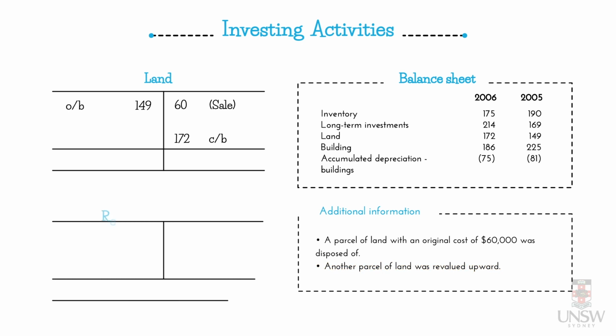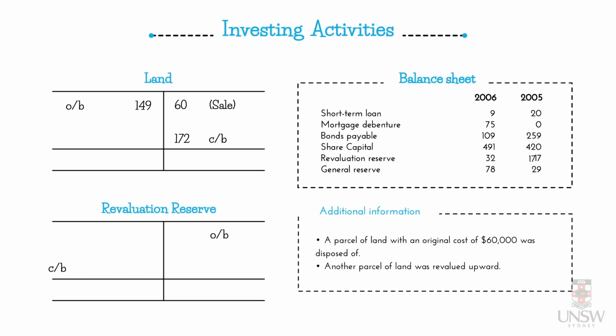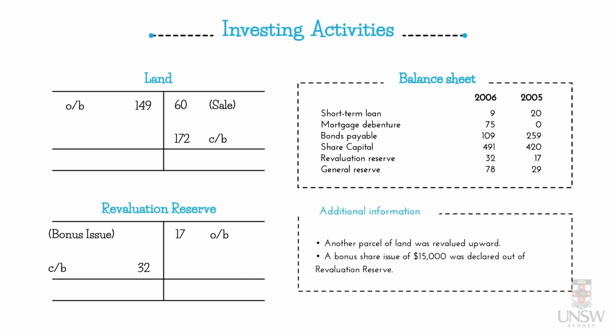So we need to reconstruct the revaluation reserve account. So revaluation reserve, we get the opening and closing balances from the balance sheet. Opening balance 17, closing balance 32. We put in the bonus issue we're told about in the additional information onto the debit side. It reduces that account. So the debit side comes to 47. So minus the opening balance of 17, this gives us an upward revaluation of land of 30,000. We can then put this into the land T account.